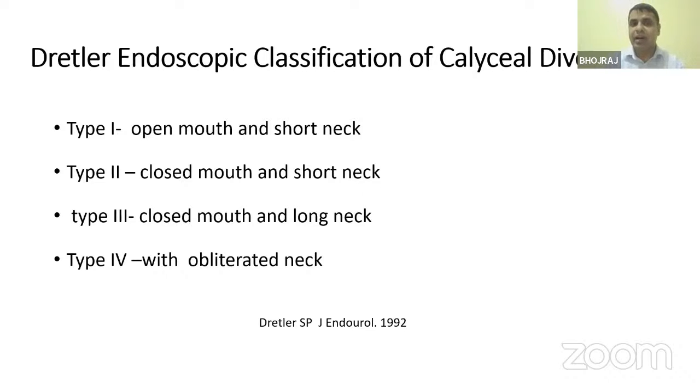In type 1, the ostium, the mouth, is open and the neck is short. How short? He did not objectify it anyway. Type 2 is a closed mouth and short neck. Type 3 is a closed mouth with a long neck. And type 4 is an obliterated neck. So this classification gives much more information for endoscopic management of stone disease in a calyceal diverticulum, because whether you approach by RIRS or by PCNL, or ESWL in some cases, if you keep this classification in mind, it gives a better idea.